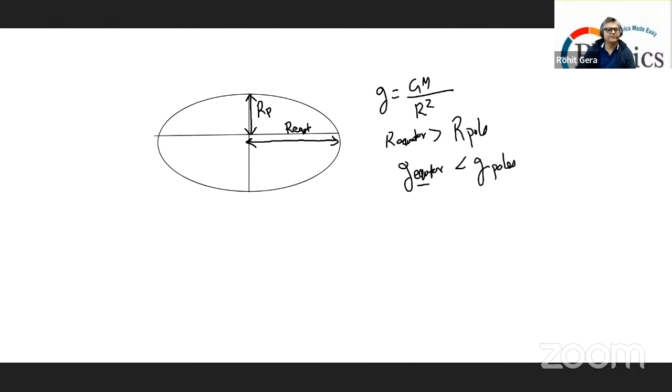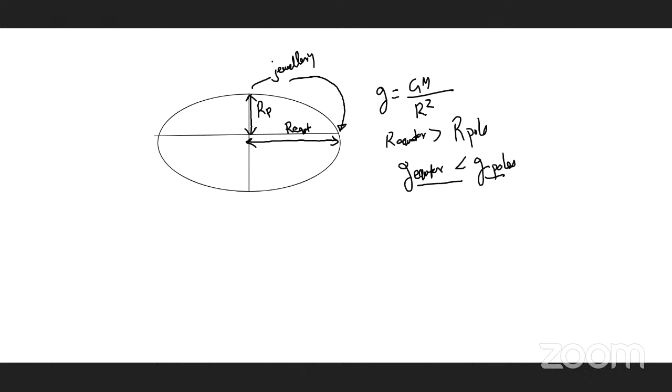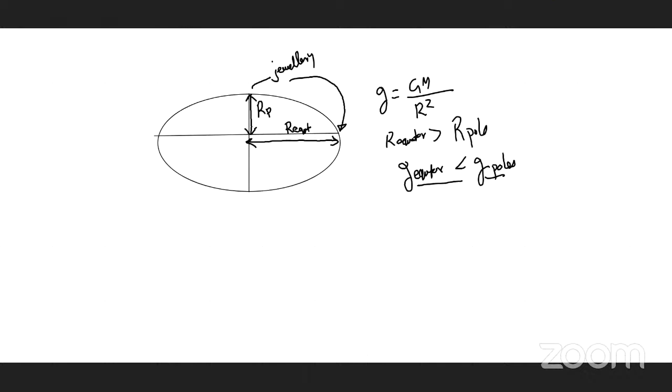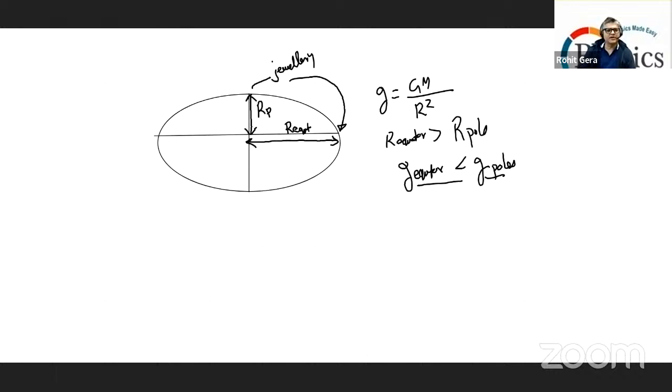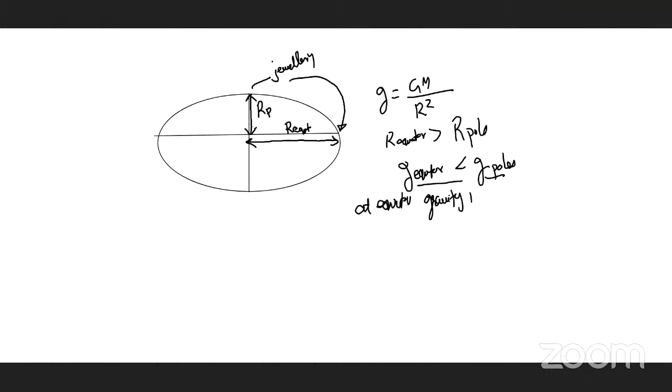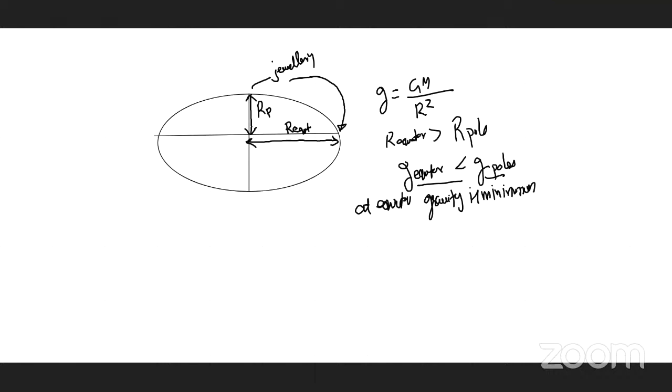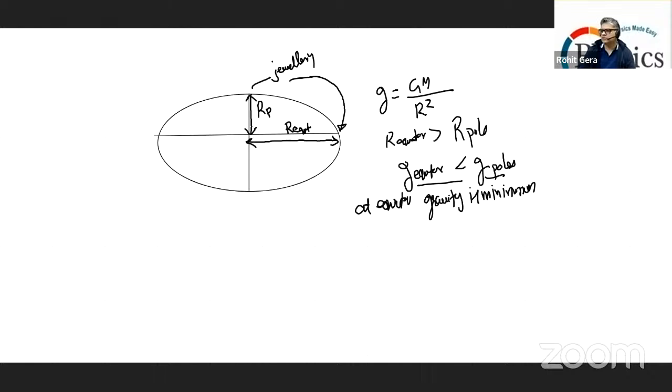And that is why if you buy jewelry on the poles, for example, and then you come and weigh it here, what will happen? कम weight आएगा. Weight, mass तो सेम ही होगा, but weight कम आएगा. So you have minimum gravity at the equator. You will feel heavy at poles. If you go to poles, you will feel much heavy. काफी weight बड़ा महसूस होगा.